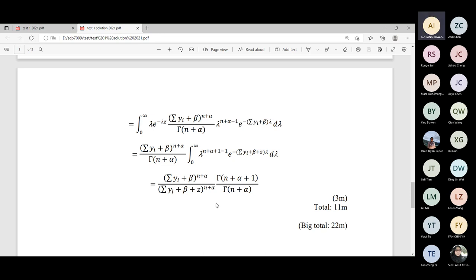Somebody simplified further, so I don't penalize it, but in theory it's not needed, or it's not even correct, because alpha is not a given constant. So you can just leave it up to the gamma part. And this is a technique where you have to integrate over the PDF, so you have to recognize the kernel again and then add in the parameters so it becomes a PDF. You add and divide whatever, and then you get the answer.